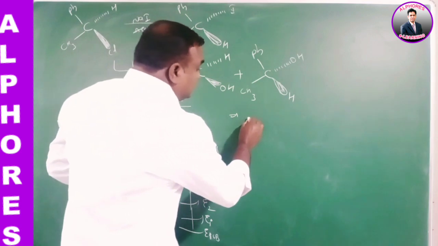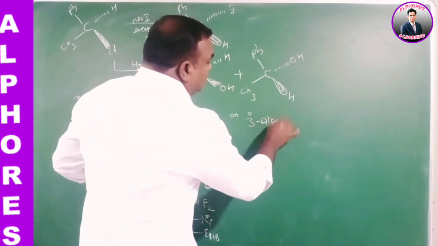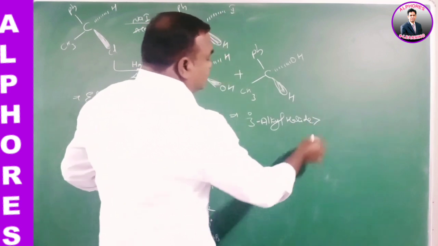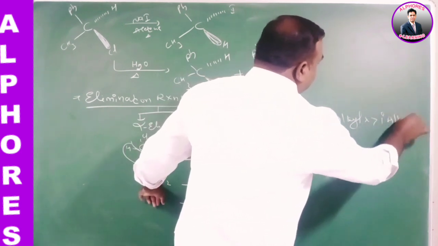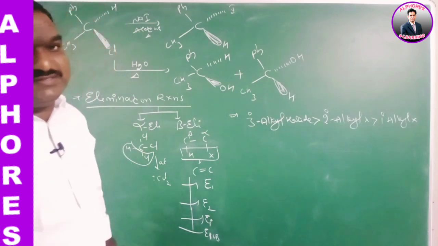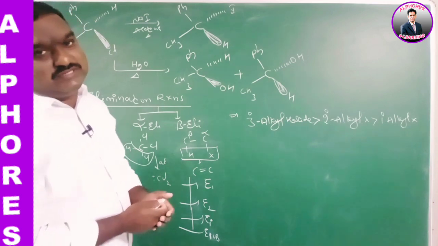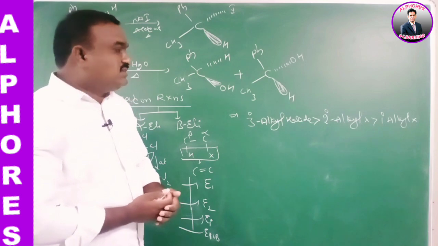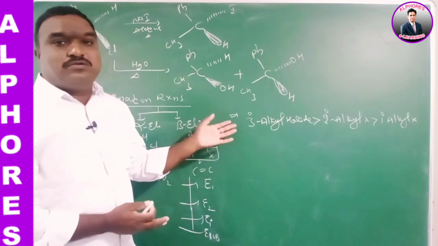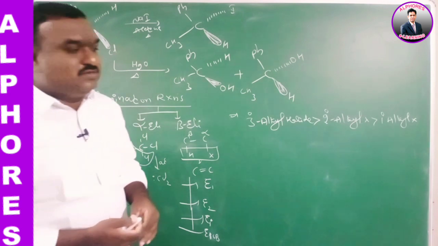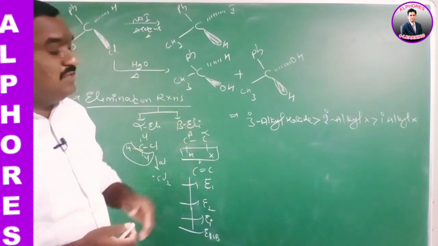If you want to write the reactivity order in elimination reactions: tertiary alkyl halide is greater than secondary alkyl halide, which is greater than primary alkyl halide. A simple primary alkyl halide has somewhat less reactivity towards elimination reactions, while tertiary has more reactivity. Why? Because we can explain that based on the inductive effect.